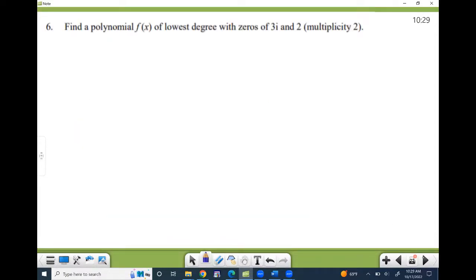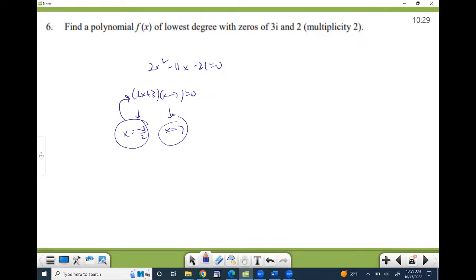All right, so let's try number 6 here. It says find a polynomial of lowest degree with zeros of 3i and 2. All right, so this is that backwards thing again. You know, we talked about what we did earlier today where we had some polynomial and we factored it, and then we set each piece equal to 0. Well, we're doing that the other way, where I'm going to give you the zeros. You got to put them back into the parentheses, and then you got to FOIL them out to get the polynomial. So we kind of did that in the last section. So hopefully we're pretty good at it.